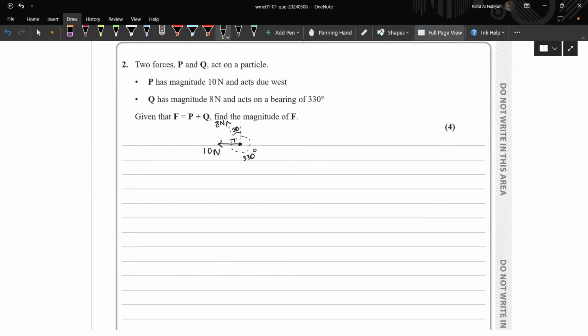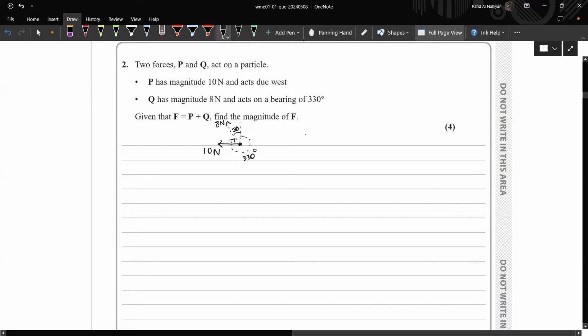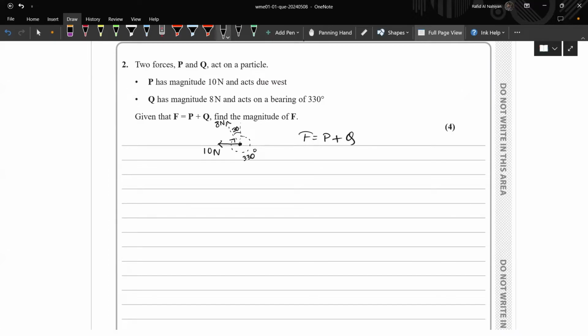Now, they've given us that F is equal to P plus Q. All right, so basically F is the resultant of P and Q. So we have to find out the magnitude of F. So we're going to turn these magnitudes into their vector forms. How do we do that?